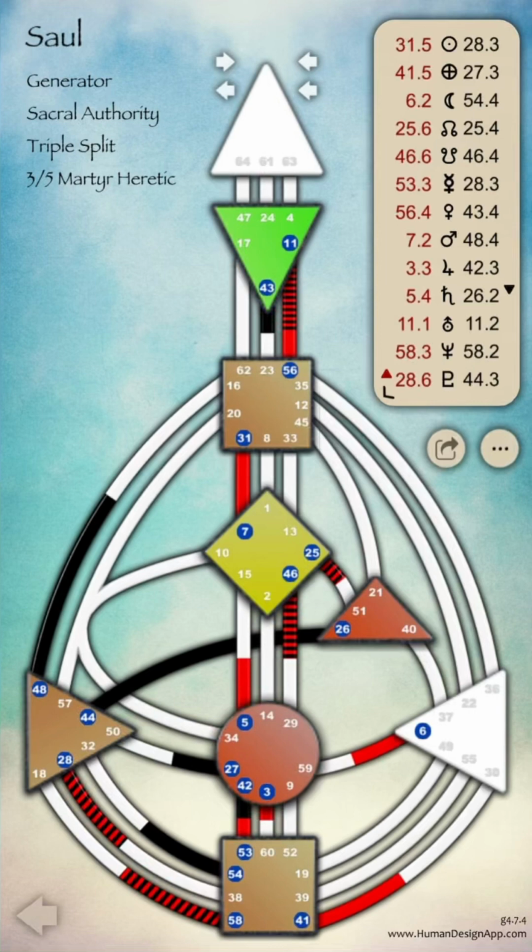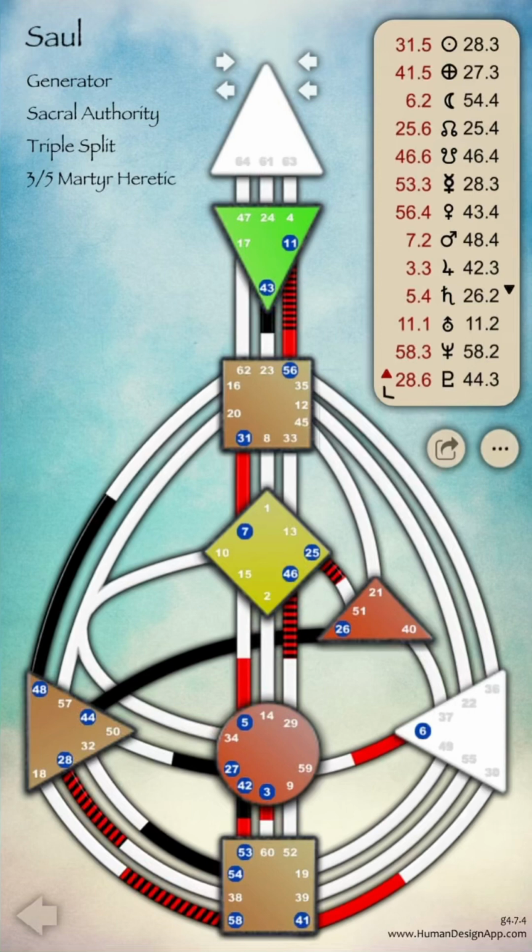These white centers are called open or undefined centers because you don't have consistent access to the energies in relation to these centers. So you're more likely to be influenced by external factors, external conditions, or other people through your open centers, because that's how people are impacting you.